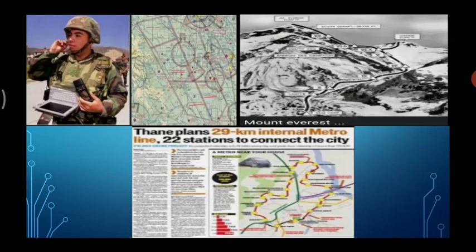Now, what does this newspaper article show? Look into that figure: how the Thane district is planning a 29-kilometer internal metro line and 22 stations to connect the city. So this way a map is being used to make these things. Can you see there is a map over there in the newspaper article? Yes. So in this way also a map is used for various reasons, for tourism, for mountaineering, for regional development plans. For everything you mostly need a map. When you go for trekking also, when you go for trips, you need a map. Why? Because you're going to that place the first time, right?